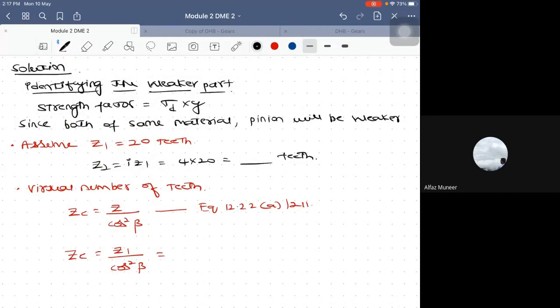So whichever is a newer thing, I will be writing it in red color. Okay.